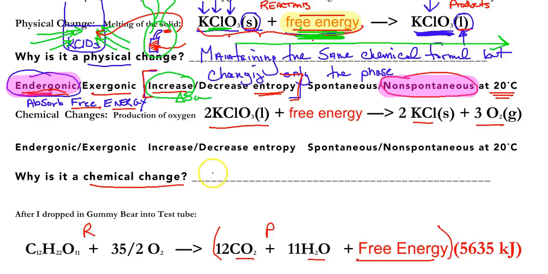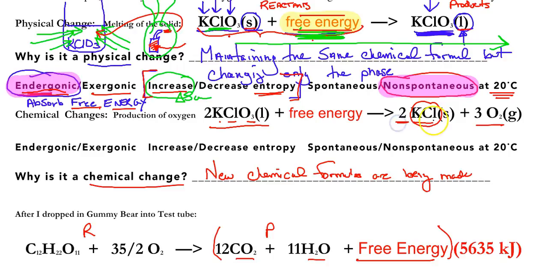Well, because new chemical formulas are being made. And how do I know? Well, we're starting with 1 K, 1 Cl, that's chlorine, and 3 oxygens. And now we have 2 of these KCl particles and 3 of these O2 particles. We're making brand new chemical formulas. And when you make brand new chemical formulas, you're going to have new properties and new things happen.